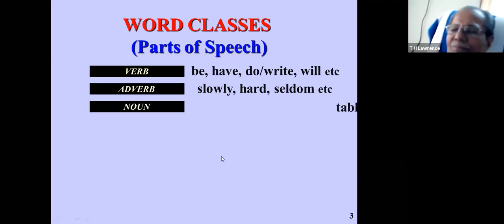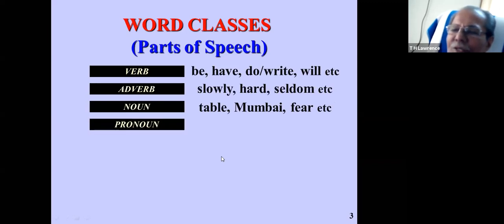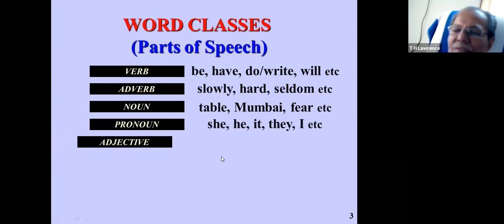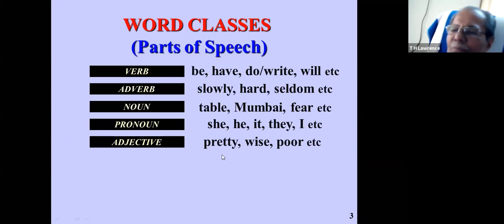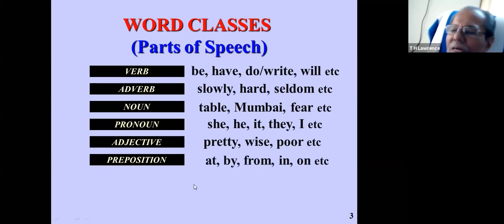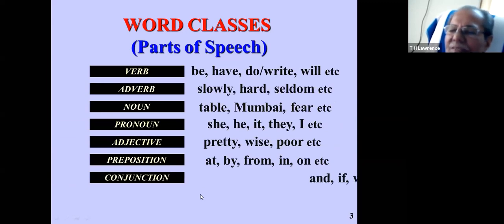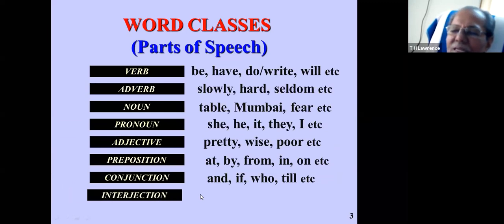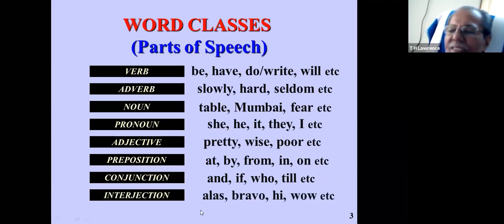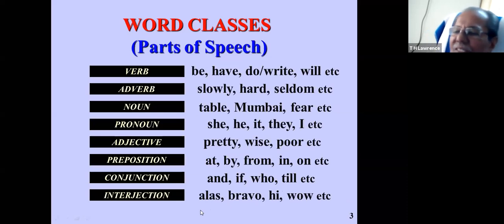Now see, noun: table, Mumbai, fear, etc. Now pronoun: she, her, he, it, they, I, etc. Now adjective again: pretty, wise, poor, etc. Preposition: at, by, from, in, on, etc. Then conjunction: and, if, who, till, etc. Then the last one is interjection, and there are many interjections of which these are common.